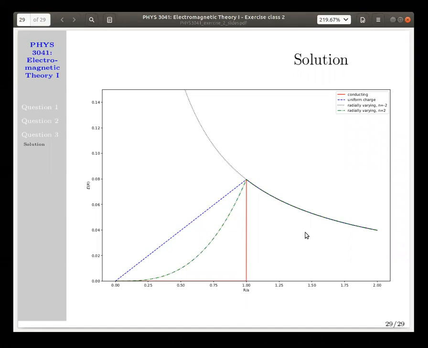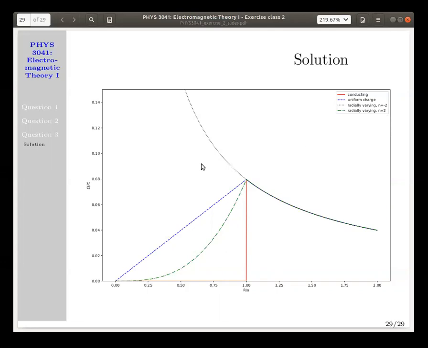After getting all the results, you can try to plot the electric fields together. And here, the solid line is the variation of the electric field in the conducting sphere. The blue line here is the variation for the uniformly charged sphere. And the black line here is the one with the radially varying charge distribution with n equal to -2, and the last one is the one with n equal to 2.